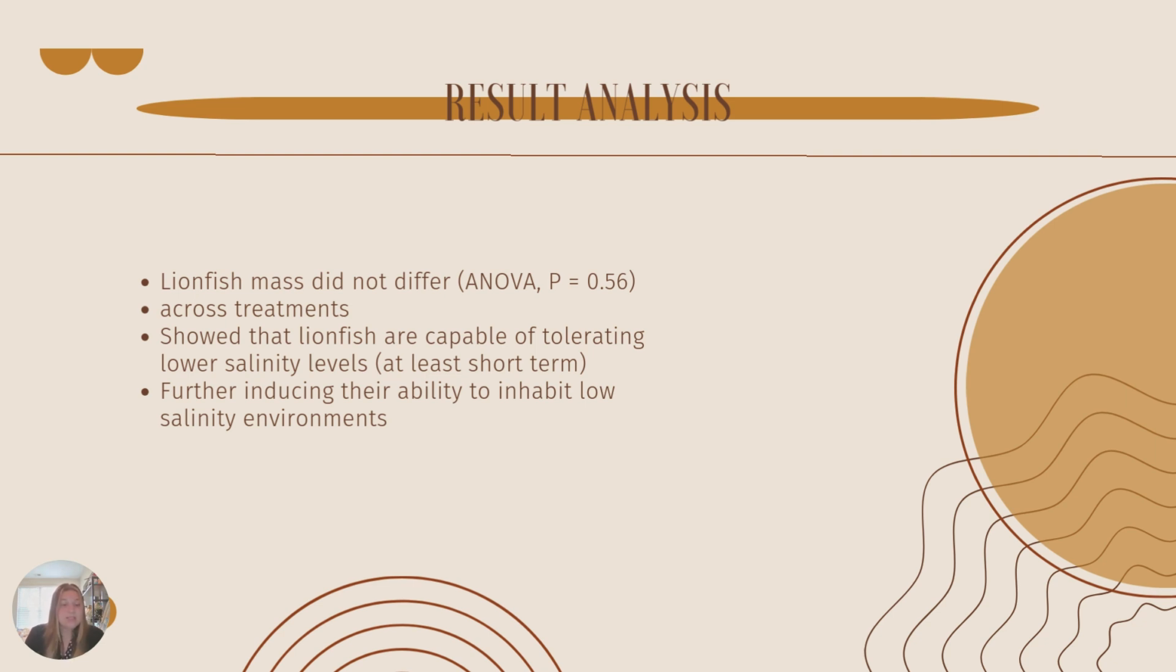Lionfish mass did not differ, as our ANOVA result was 0.56 across all treatments, and that showed lionfish are capable of tolerating lower salinities, at least in the short-term. This further supports their ability to inhabit lower salinity environments if they can still grow properly.